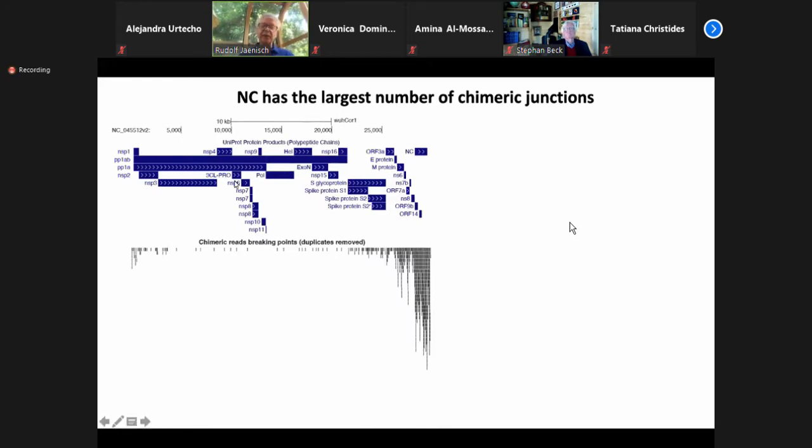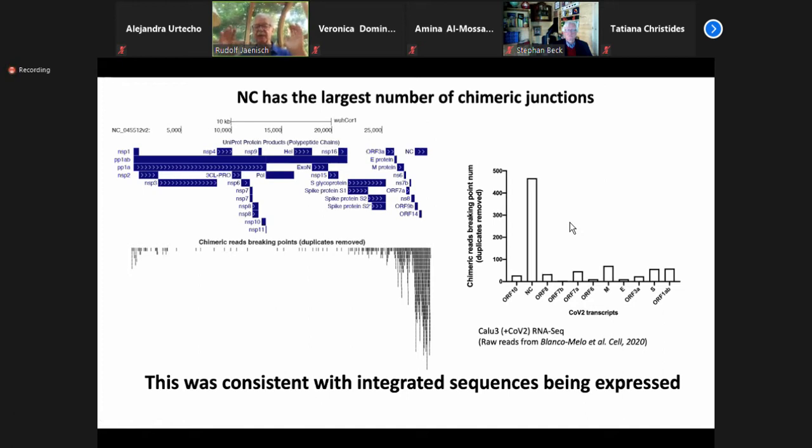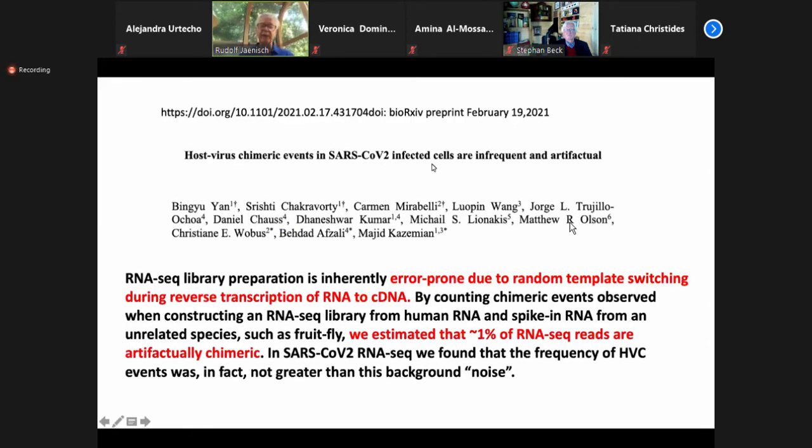And this just gives you which sequences of the virus were found, mostly from the 3' end, the nucleocapsid, but all others were found, also the spike and also the other proteins. So this was consistent with integrated sequences being expressed. That's what we put in the paper, and we got really beaten up for that. I think justifiably, because there was a problem. And the problem came out in this paper in February, where they looked at this and they concluded that the chimeric reads were error prone due to random template switching during reverse transcription of RNA to cDNA.